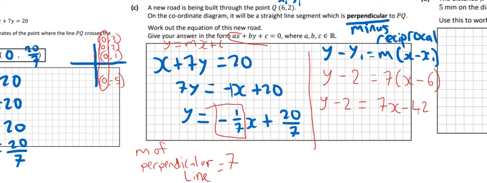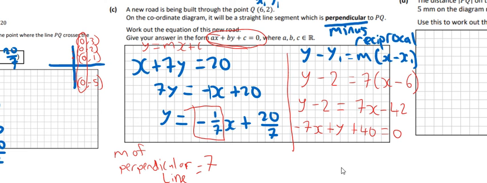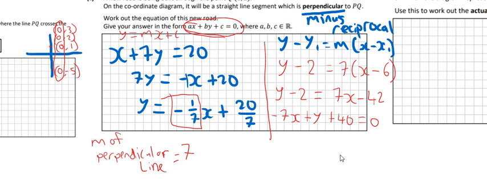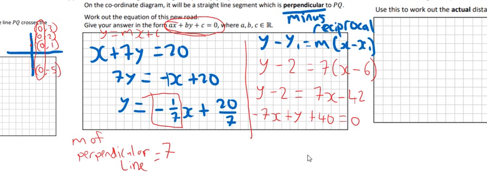Actually, it tells us to give the answer in this form here. So we need to move over the 7x onto the left-hand side. So when it moves over, it becomes minus 7x, or we're subtracting 7x from both sides, plus y there on the left-hand side. And then we can move over the minus 42, or add 42 to both sides. So when you add 42 to the left-hand side, you should get 40. And equal 0 is just left on the right-hand side. So then we're done. That's the answer in the form ax plus by plus c equals 0.